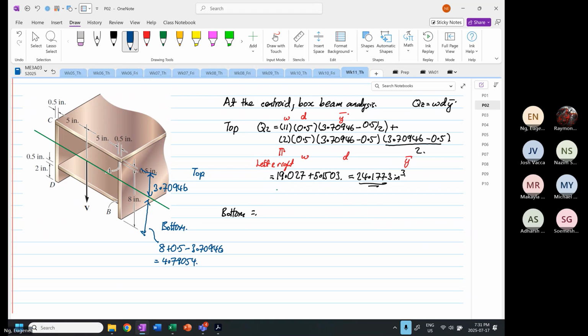Okay. So at the bottom, so Q at z. I'm going to take the major web first, 2 with 0.5 depth is 4.79054, right? And then y bar is equal to 4.79054, and then we divide by 2 again, right? Then we are going to plus the web, width is 10.